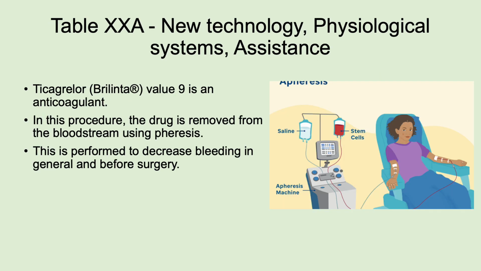Now this one I think is really interesting. This is ticagrelor, value 9. It's an anticoagulant, and that's great. But if the patient is bleeding too much, or if they have to go into surgery, you want to get that drug out of the blood, okay? So in this procedure, the drug is removed from the bloodstream using pheresis. And that, as I said, is to decrease bleeding in general and before surgery. You don't want any anticoagulant in your blood when you're getting surgery.